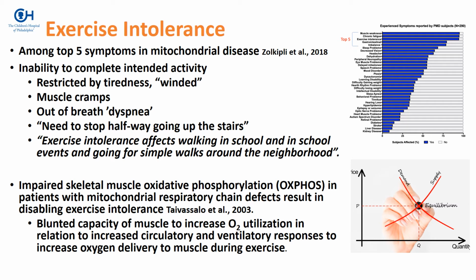So the problem in mitochondrial disease is that despite the increasing demand and despite the increased circulatory and ventilatory responses, which are physiologic, in a mitochondrial disease patient, the supply is not met, however, because the respiratory chain defect reduces the amount of oxygen that is consumed in the contracting muscle. What you get then, therefore, is the phenomenon of exercise intolerance.